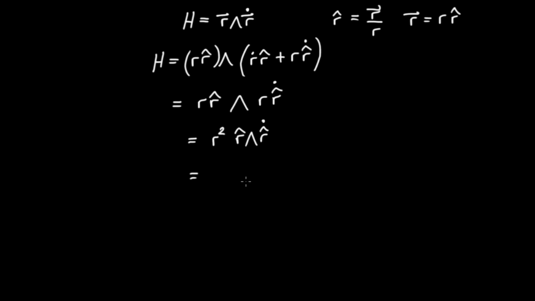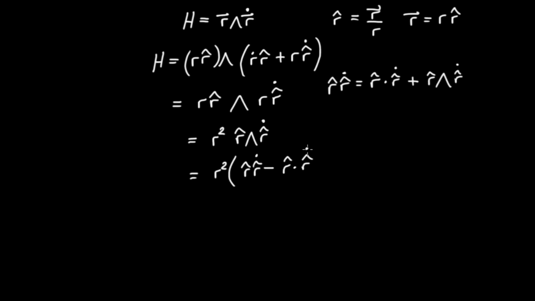Now I'm going to remember that the geometric product between r hat and r hat dot, so let me write that over here, is equal to the dot product between those two vectors plus the wedge product between those two vectors. So I see the wedge product over here. If I just subtract both sides by this thing, I can rewrite the wedge product as the geometric product minus the dot product, r hat dot r hat dot.